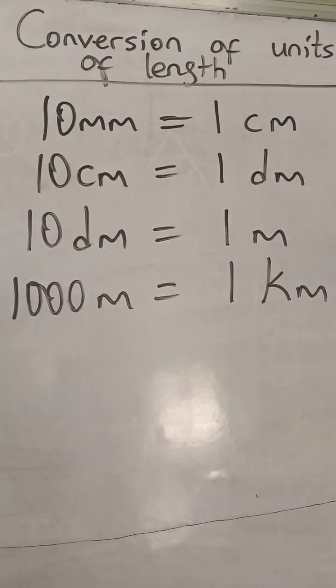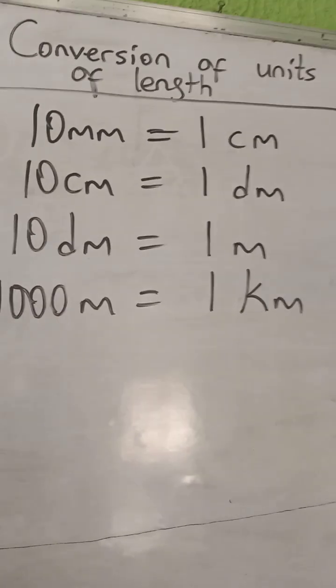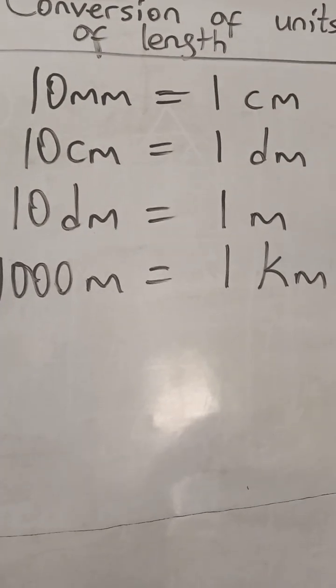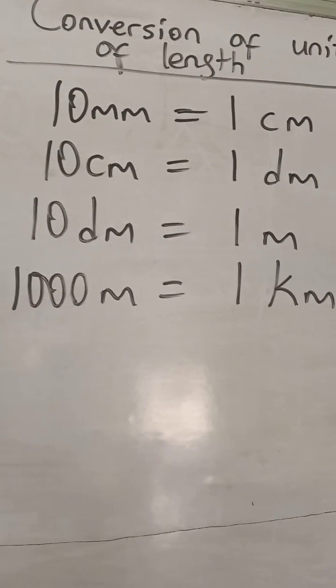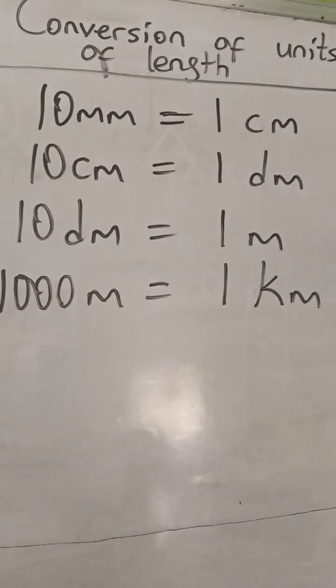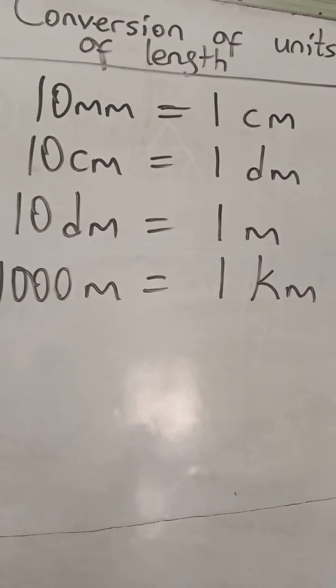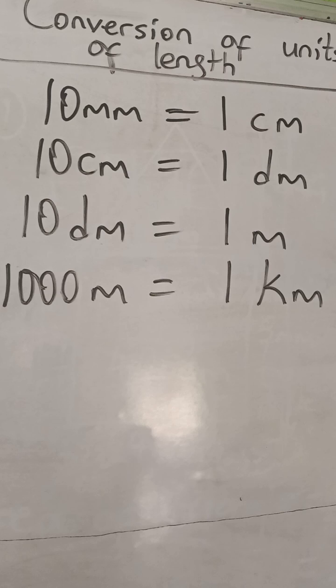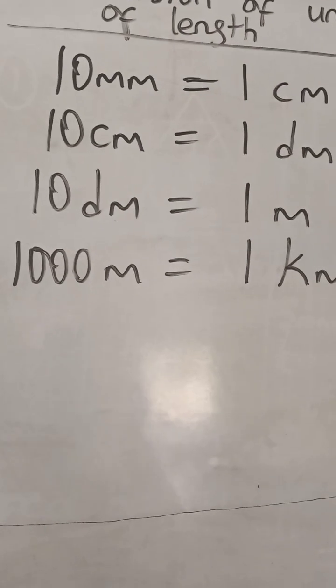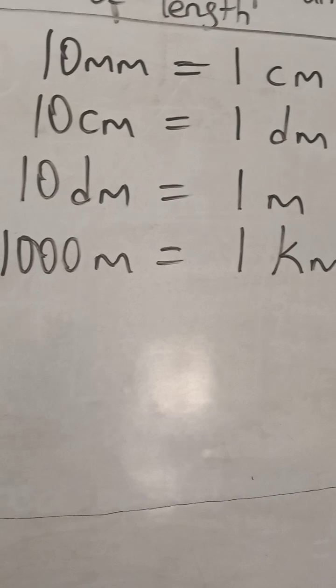Alright, today we're talking about conversion of units of length. I know many of us are familiar with this. 10 millimeters make 1 centimeter, 10 centimeters make 1 decimeter, 10 decimeters make 1 meter, 1000 meters make 1 kilometer. Alright, so we're going to convert from the lower to the upper, from the smaller units to the bigger units.